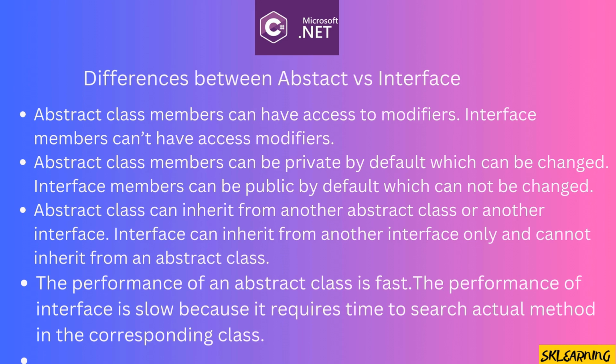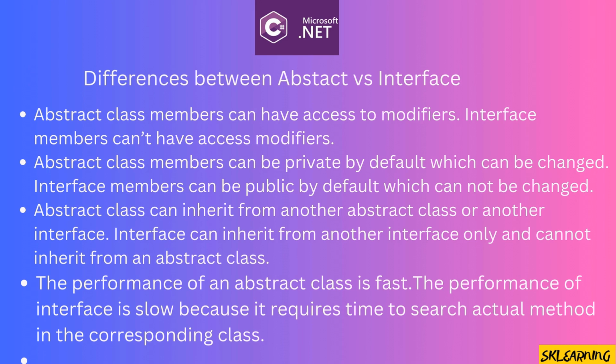Abstract class members can be private by default, which can be changed. Interface members are public by default, which cannot be changed. Abstract class can inherit from another abstract class or another interface. Interface can inherit from another interface only and cannot inherit from an abstract class.